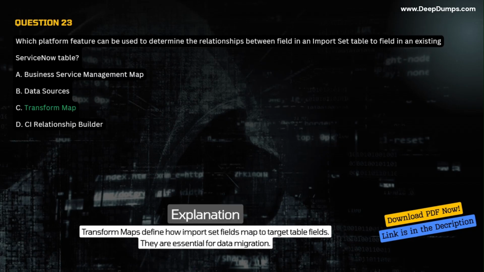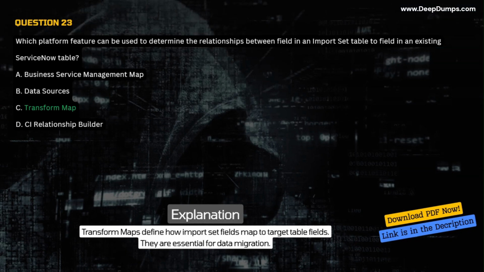Transform Map. Explanation. Transform maps define how import set fields map to target table fields. They are essential for data migration.